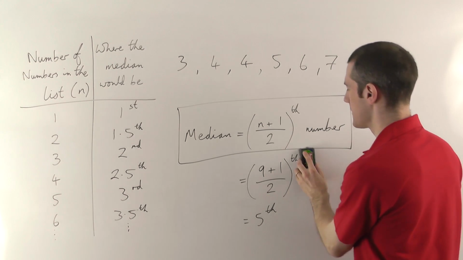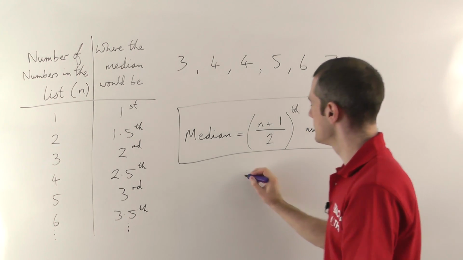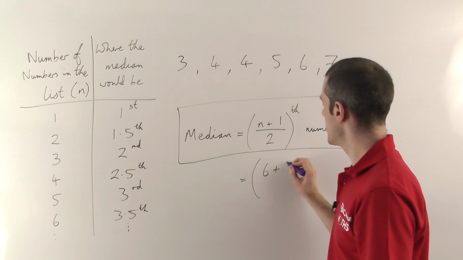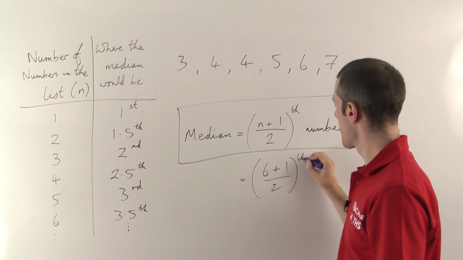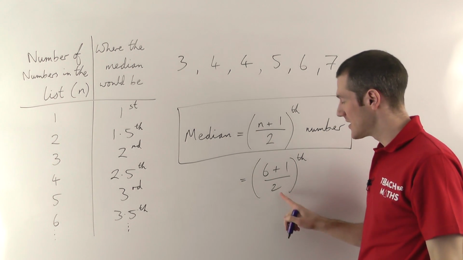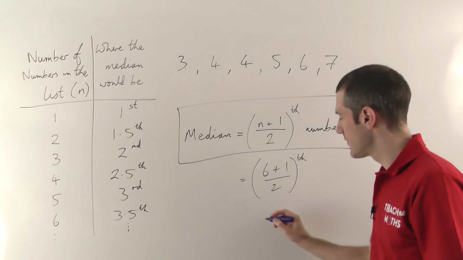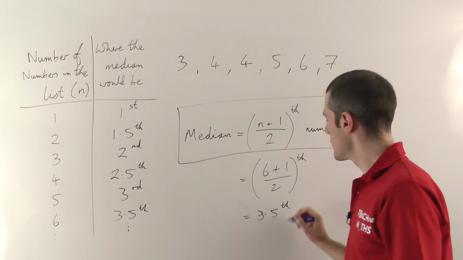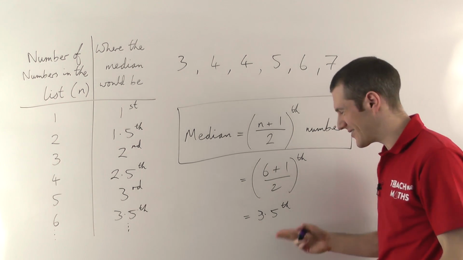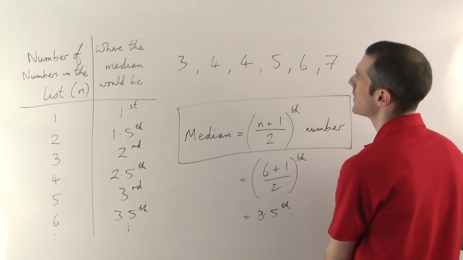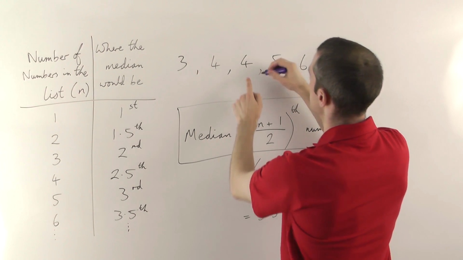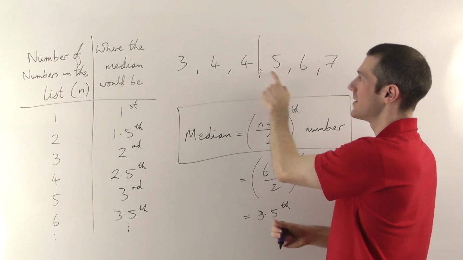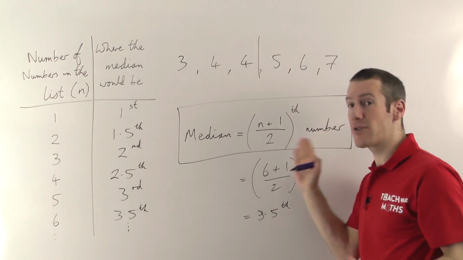Yeah, that's 6 numbers. So in this case, you've got 6 plus 1 over 2. 6 plus 1 is 7. Divide that by 2, you get 3.5. So in this case, that means the median would be halfway between the 3rd and the 4th value. That's what that 3.5 means. So pair your way in, that's the midpoint, and you can see halfway between the 3rd and the 4th value. So that's how you use this formula.